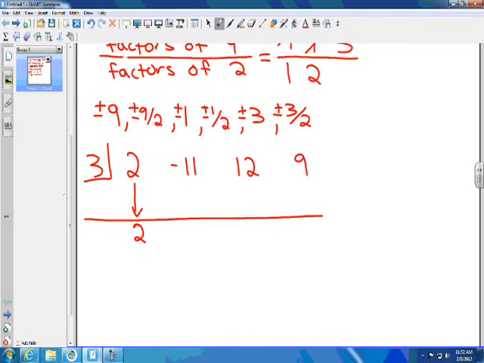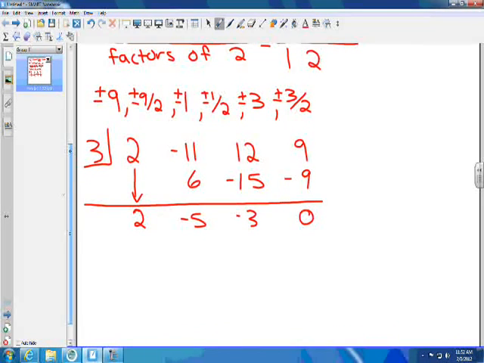3 times 2. Add down. Times 3. 15. Add down. Times 3. So does that work? Yes. We found the first one.